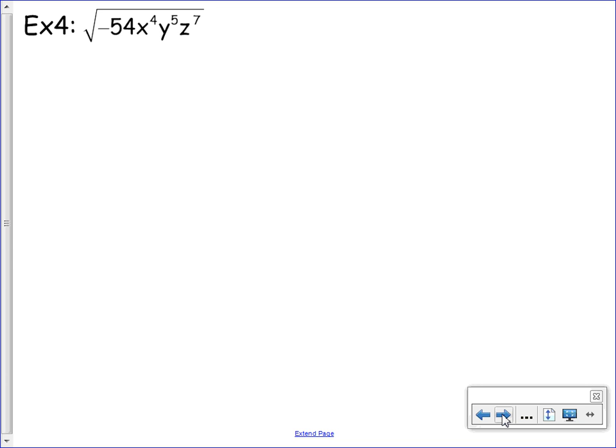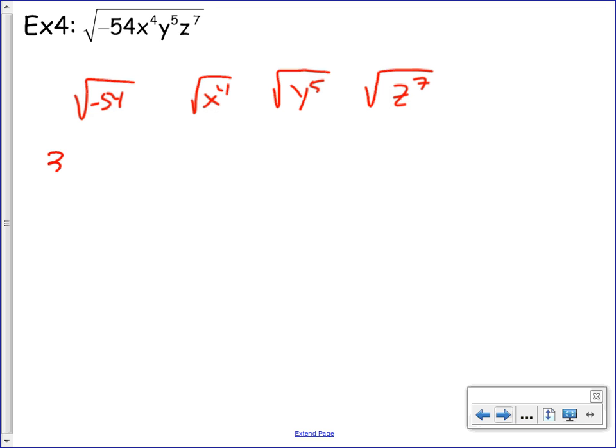So what happens when you take the square root of a negative? Pull out an i. Alright, so if you break this up, it's square root of negative 54, square root of x to the 4th, square root of y to the 5th, and square root of z to the 7th. Negative 54 is going to have an i. When you divide by x squared, what do you get? 3 and 6. 9 times 6 is 54, yep. So 3i root 6.